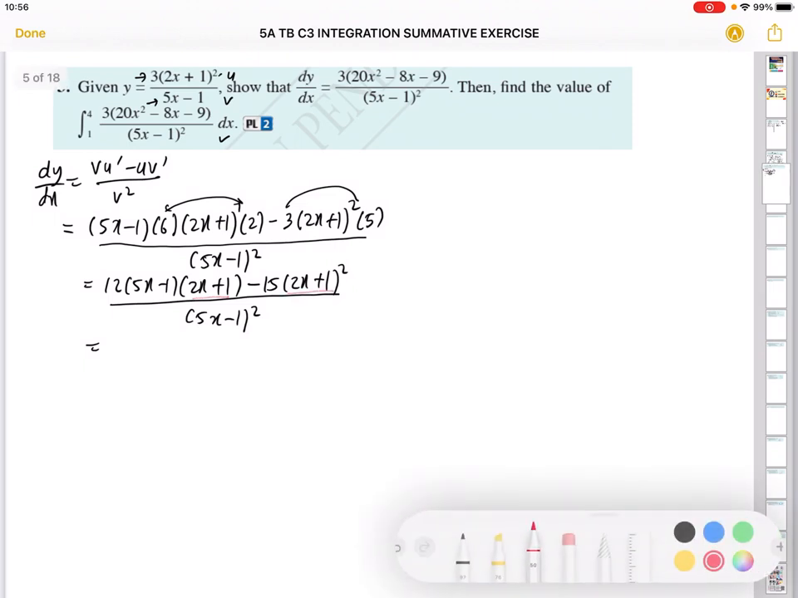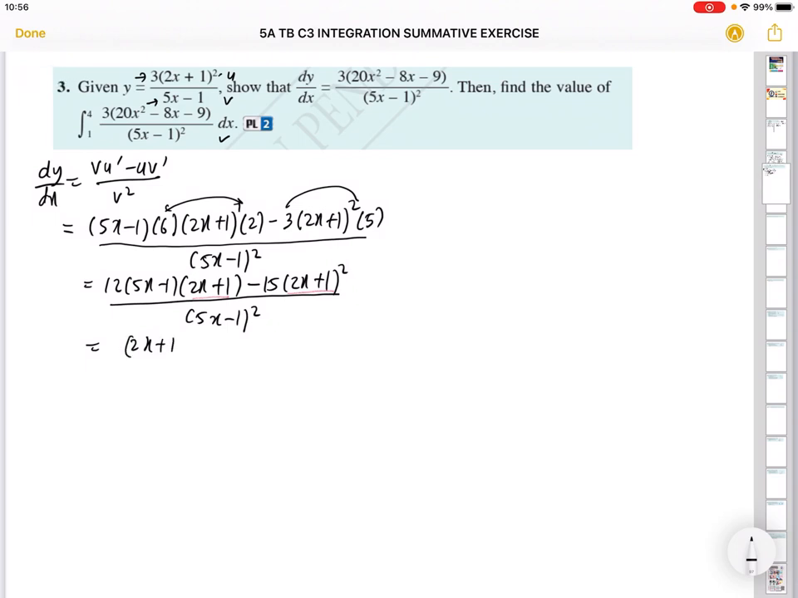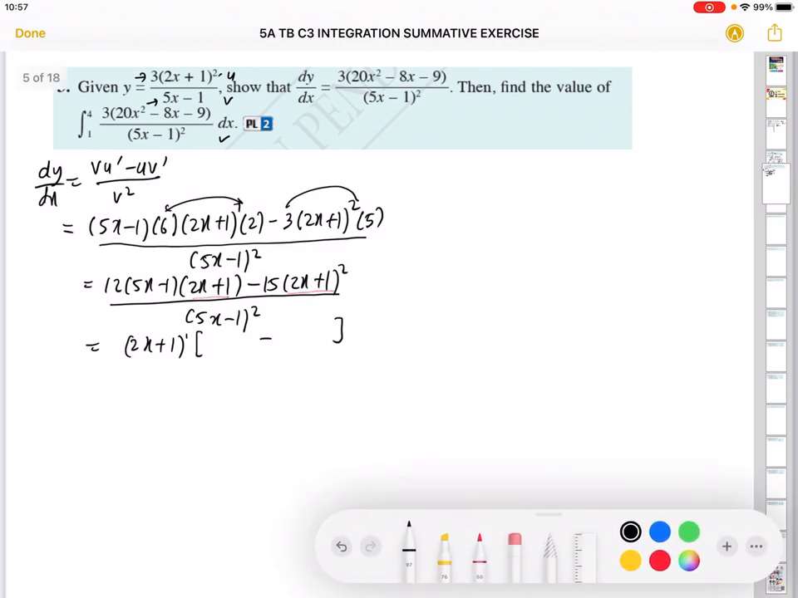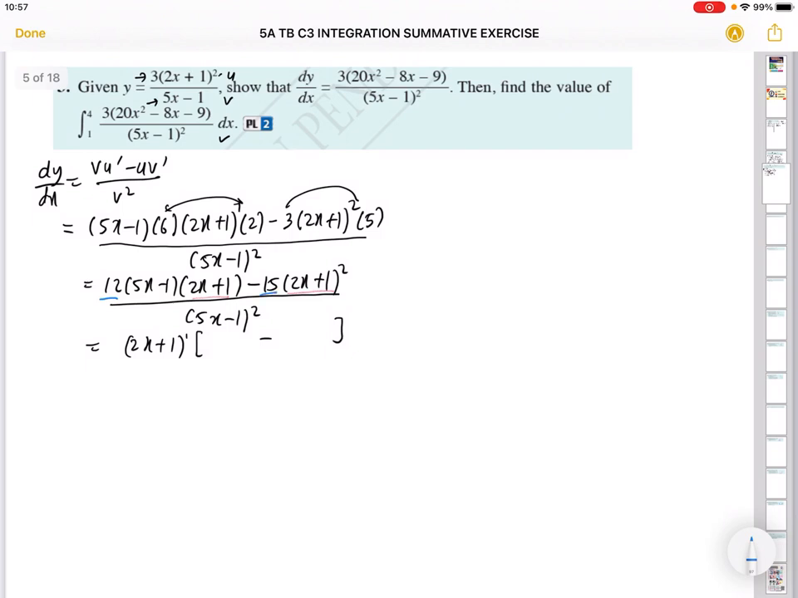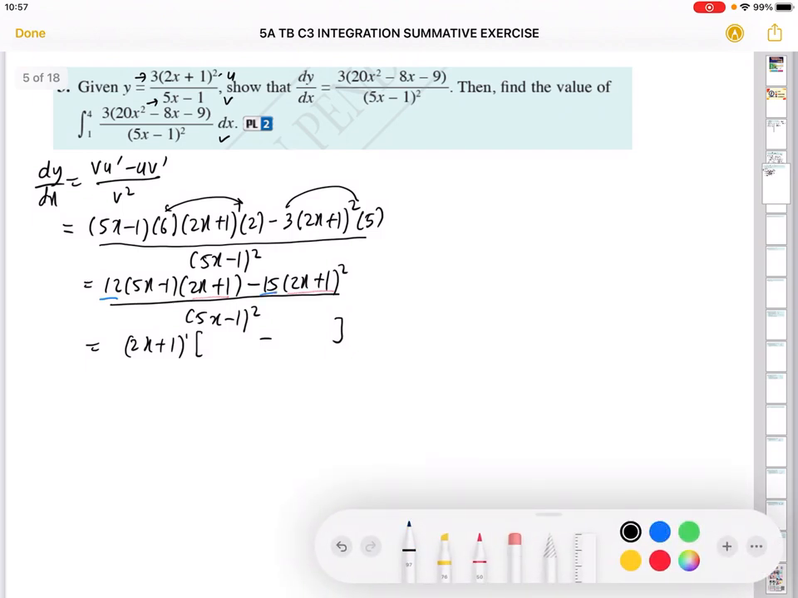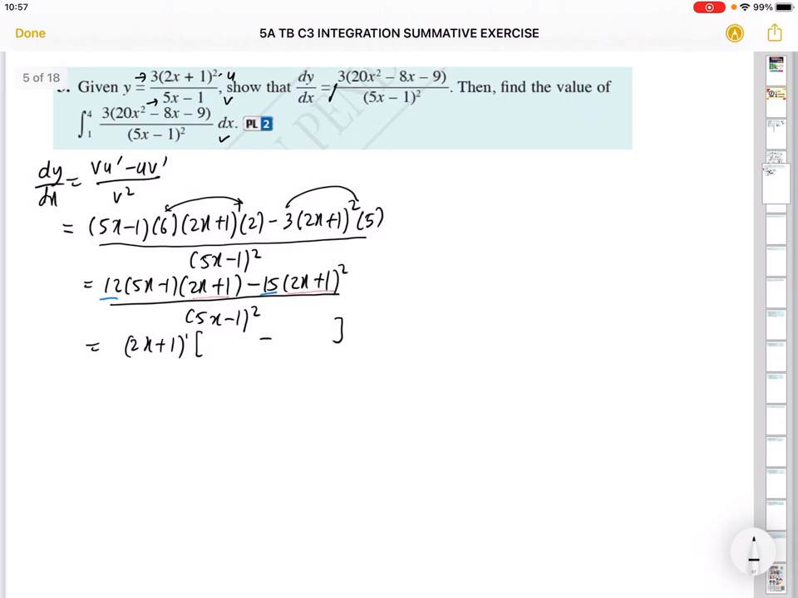So I can take out 2x plus 1 with the bracket power 1, right? Keep the bracket like this. And the second common factor that we can take out, between 12 and 15, we can take out 3. If you don't take it out, it's okay, but you can see from here my final answer has a 3. You can even take out later.